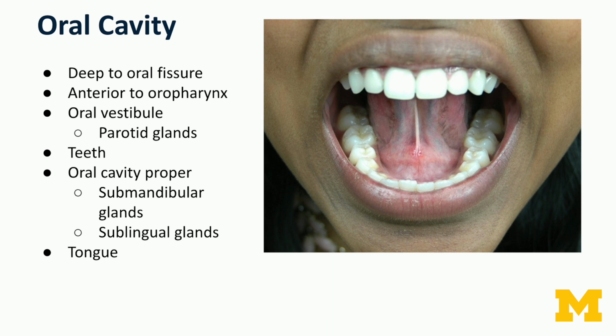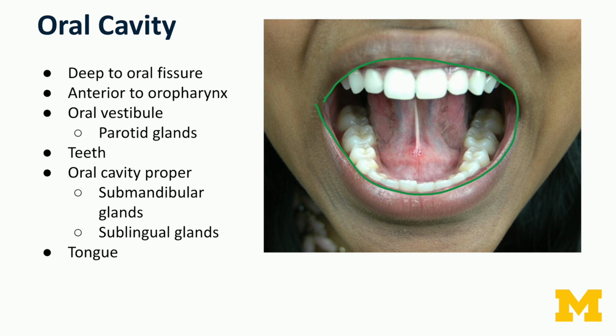So let's turn our focus to the oral cavity. The oral cavity is everything that is deep to the oral fissure and anterior to the oropharynx. Recall that it is the palatoglossal fold that prescribes that division. The oral cavity is divided into the oral vestibule, oral cavity proper, and the sublingual space.